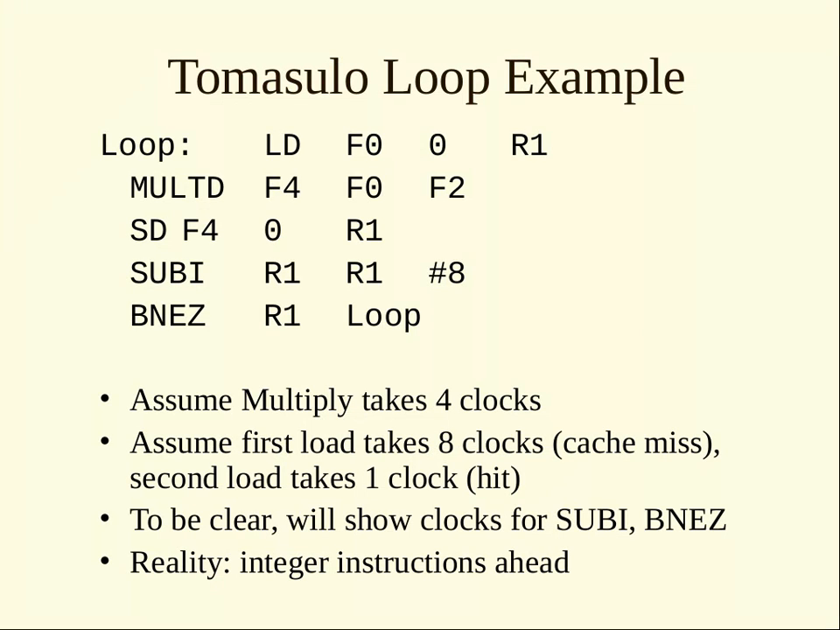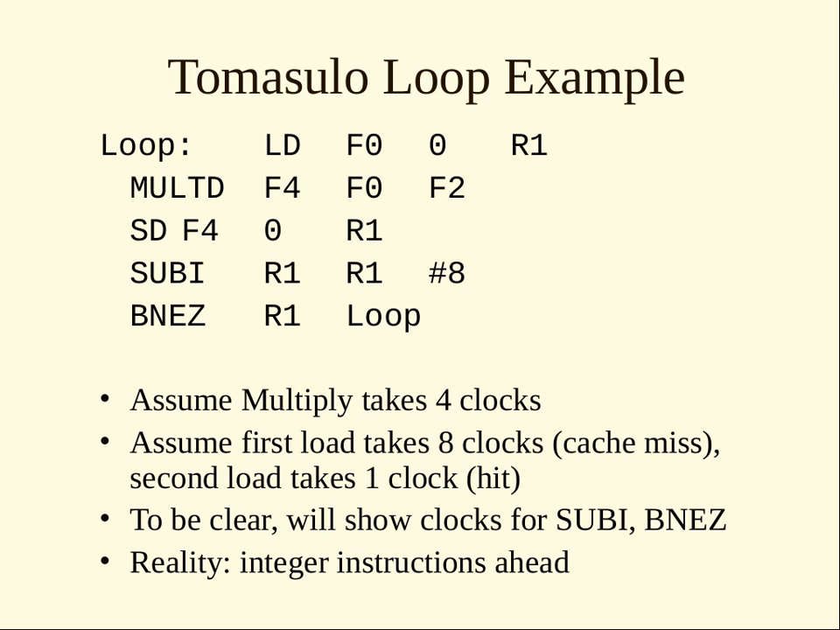Okay, we talked about scoreboarding and Tomasulo. Let's go through another Tomasulo loop example, and I think this one's going to really show you why this architecture is so powerful, because it's going to do an optimization that the compiler can't do by itself.